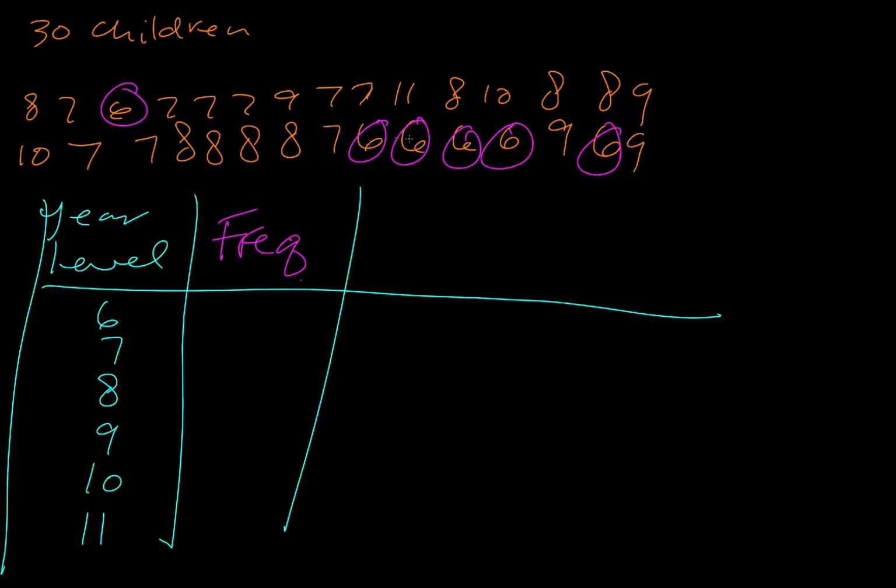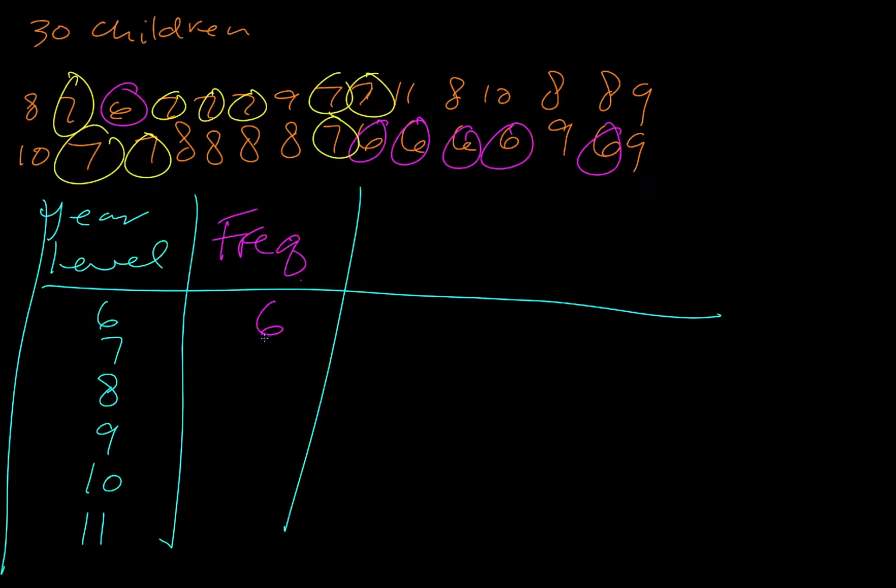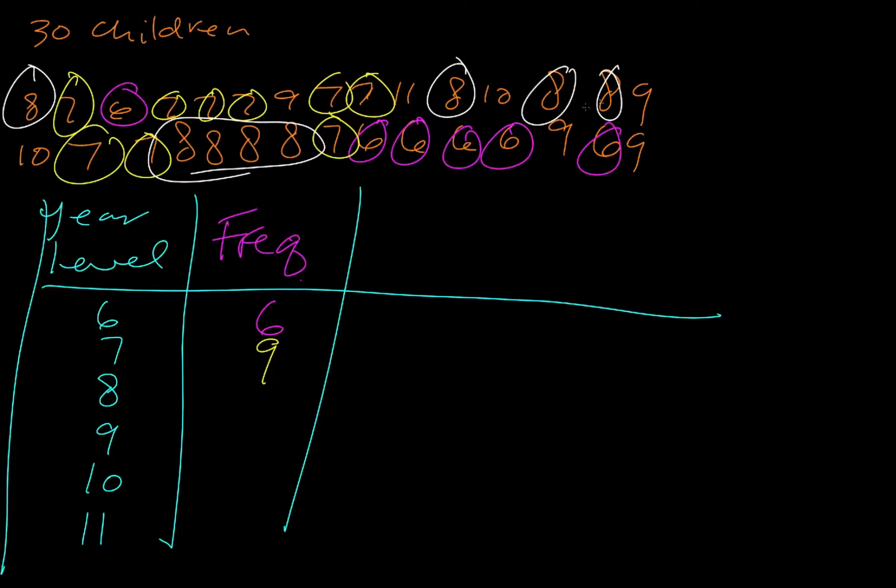And so that was 1, 2, 3, 4, 5, 6. There's 6 6s. And then we count the 7s. 1, 2, 3, 4, 5, 6, 7, 8, 9. There's 9 of those. And then we count the 8s. 1, 2, 3, 4, 5, 6, 7, 8. 8 8s.